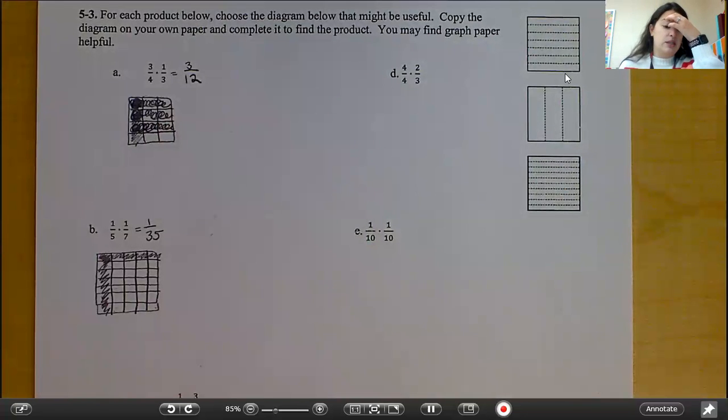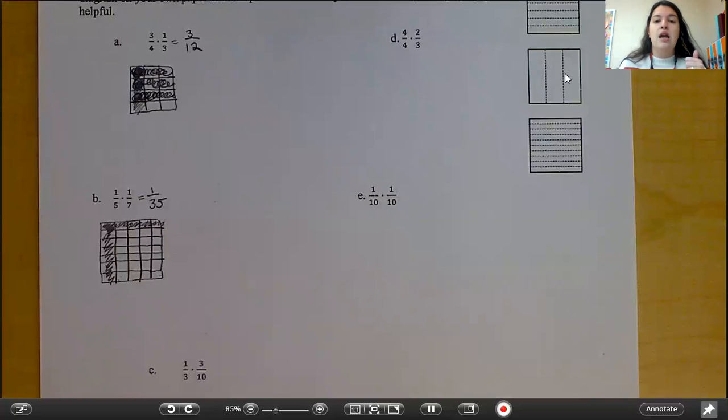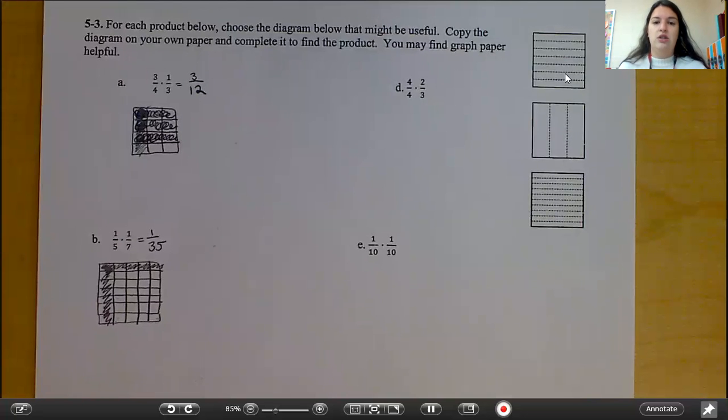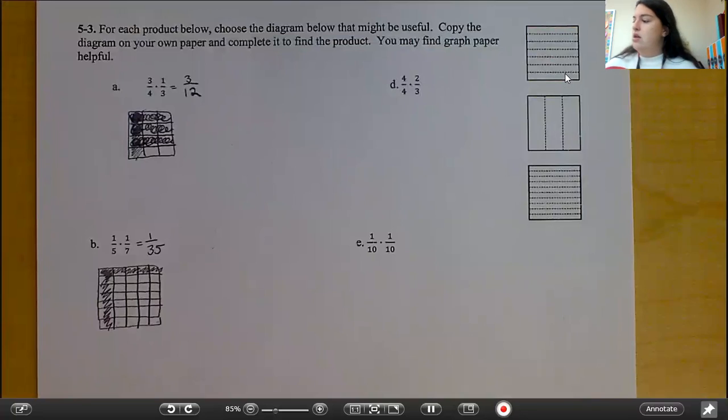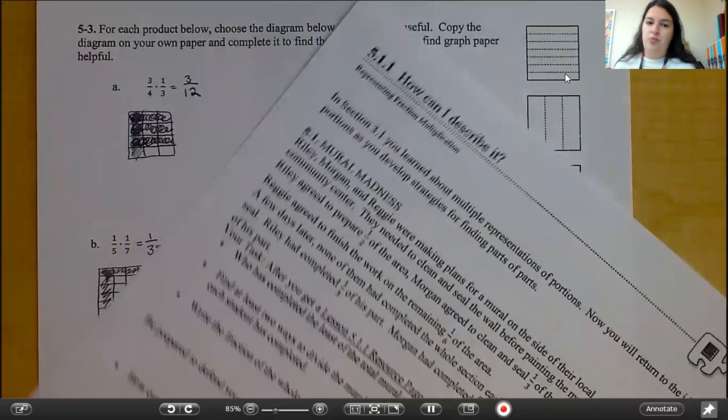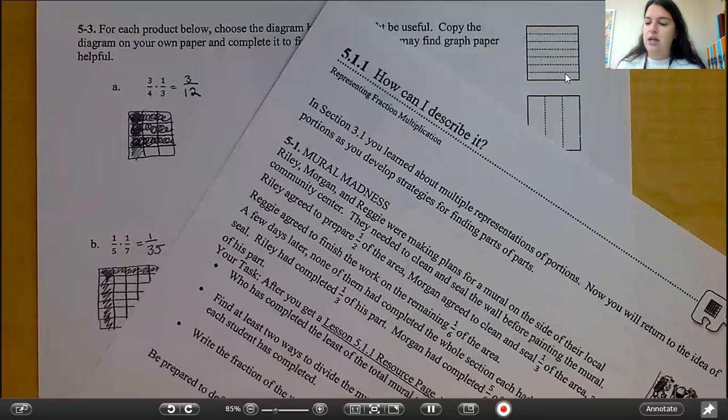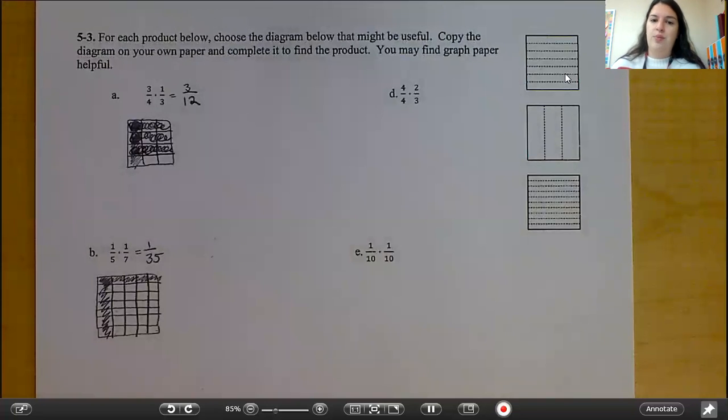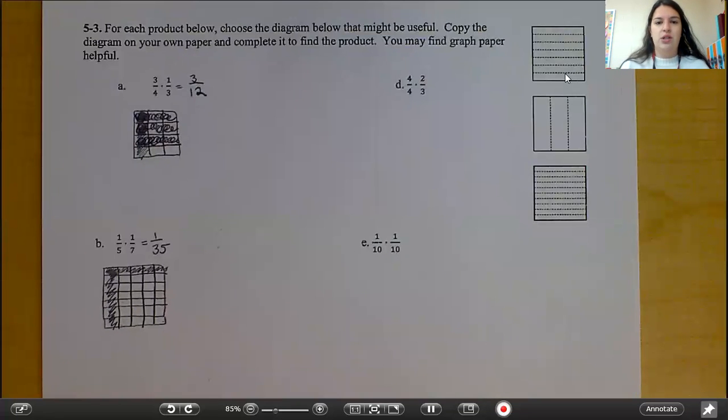Okay, your job for the rest of this lesson is to complete C, D, and E, and we are going to save C, D, and E to check them in class. So again, just to recap, you need to do problem 5.1 if you have not already done it, and you need to finish problem 5.3 parts C, D, and E. If you have any questions, please email me.